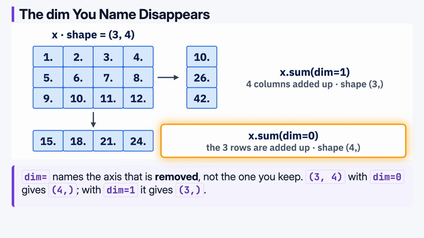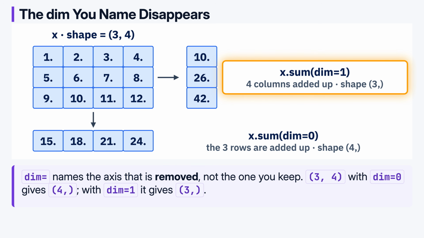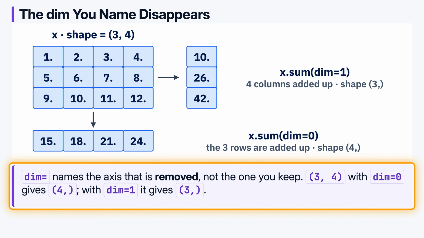Now the part people get backwards. Dim names the axis that gets removed, not the one you keep. 3 by 4 with dim equals 0 gives shape 4. With dim equals 1 it gives shape 3. Let me say it the other way too. Name dim 0 and the rows disappear. Name dim 1 and the columns disappear.